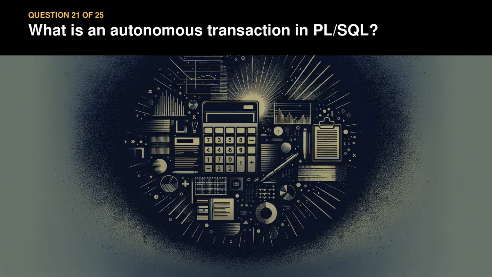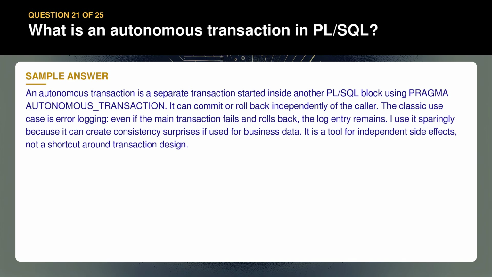Question 21. What is an autonomous transaction in PL/SQL? An autonomous transaction is a separate transaction started inside another PL/SQL block using PRAGMA AUTONOMOUS_TRANSACTION. It can commit or roll back independently of the caller. The classic use case is error logging. Even if the main transaction fails and rolls back, the log entry remains. I use it sparingly because it can create consistency surprises if used for business data. It is a tool for independent side effects, not a shortcut around transaction design.